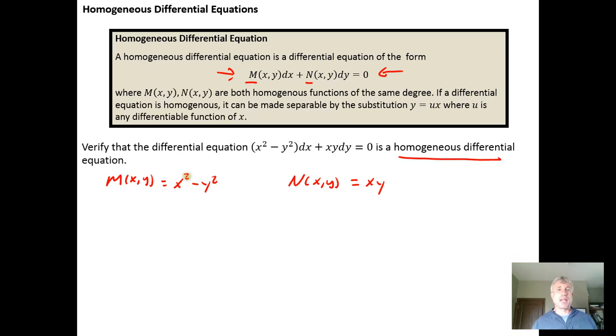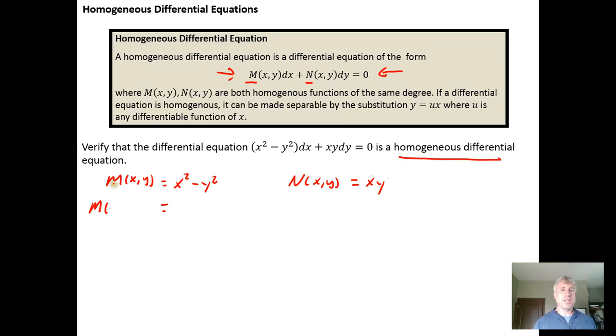I see that I have a second degree term. So this is going to wind up being homogeneous of degree 2. And x to the first times y to the first is a second degree term because the sum of those exponents is 2. This is going to be homogeneous of degree 2. We could work it out as well.